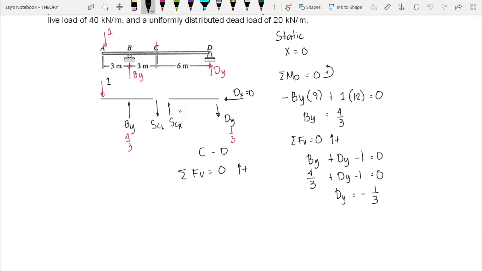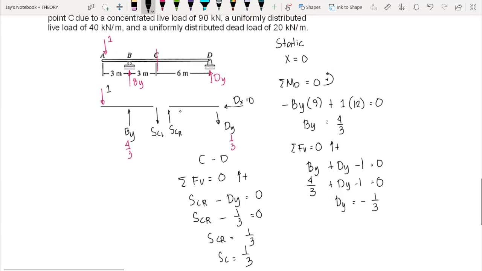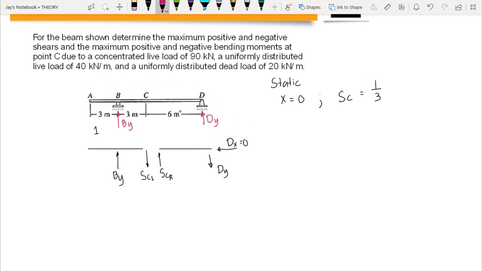Now, in this case, we have SCR minus dy is equal to 0. So we have SCR minus 1/3 is equal to 0, so SCR is equal to 1/3. Therefore, our SC is equal to 1/3. So we can say that when our x is equal to 0, our SC is equal to 1/3. And then we move our unit load to point B, and that is when our x is equal to 3.